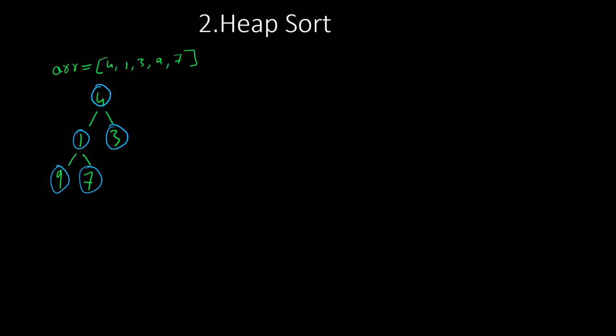Now coming to the meaning of the question, here an array has been given to us. This question is saying we have to use the heap sort method to sort this array in ascending order. Ascending order means we need these elements like 1, 3, 4, 7 and 9. This should be our final output, but we have to use heap sort to get it.